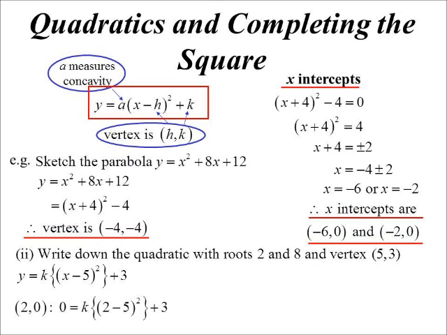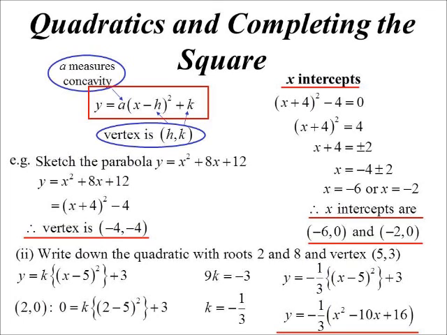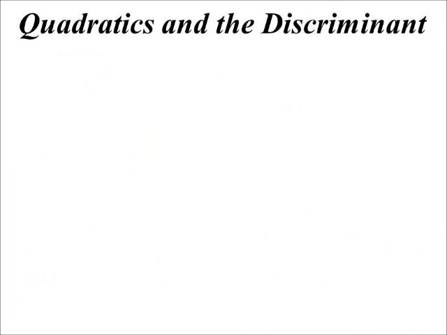I can sub in either root, it doesn't really matter, and we can work out what k is. So I used (2, 0), but as I say, you could have just as easily used (8, 0). Sub that in, and eventually we get negative 1/3, and it might not look like it at this stage, but that's the same answer as yesterday. And to prove it is, we could expand out and group like terms, and we'd end up with the same answer as yesterday. So that's one different way of finding the information.